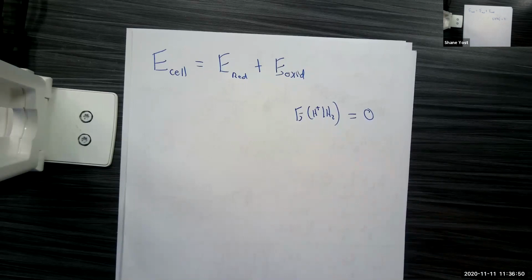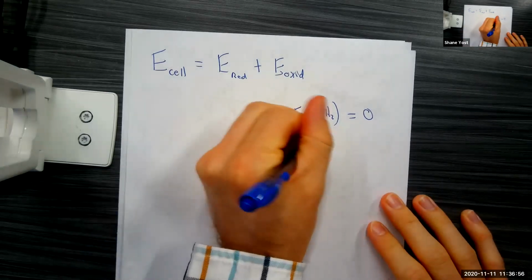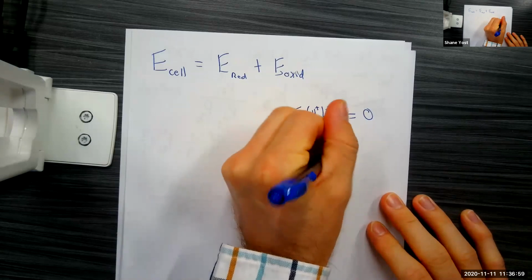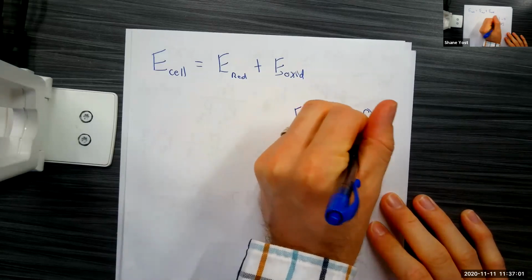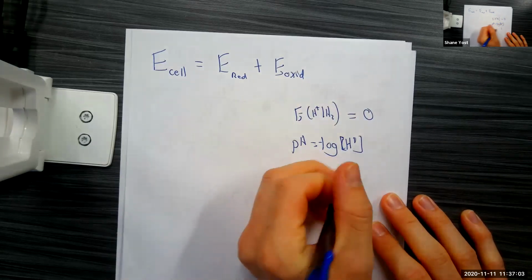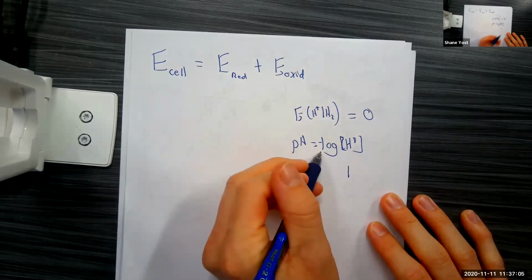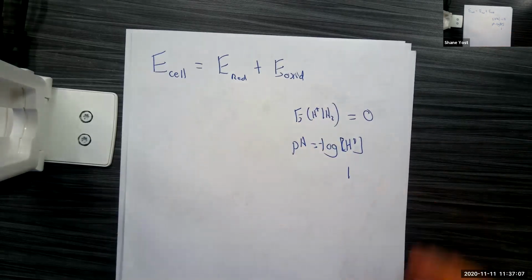A pH of 0 means your concentration of H plus is 1 molar, right? Because the pH is the negative log of the H plus concentration, which if the H plus concentration is equal to 1, the negative log of 1 is 0. So again, in practice, you don't actually work with a pH of 0 solution. You're never going to have that acidic of a solution, right?